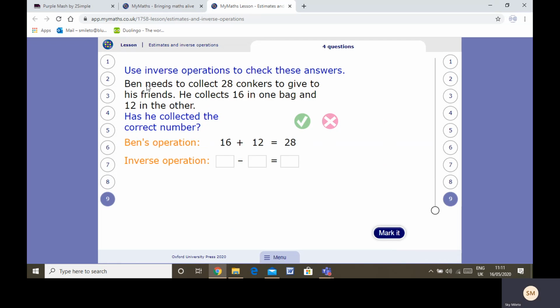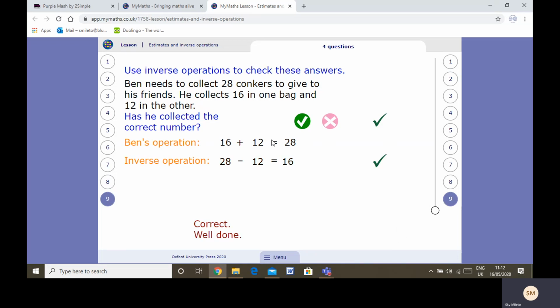Final one. I thought I was the final one. Ben needs to collect 28 conkers to give to his friend. He collects 16 in one bag and 12 in the other. 16 plus 12 equals 28. You can use the inverse. 28 minus 12 should get the answer 16. 8 minus 2 is 6. 2 minus 1 is 1. 16. He's right. Good.